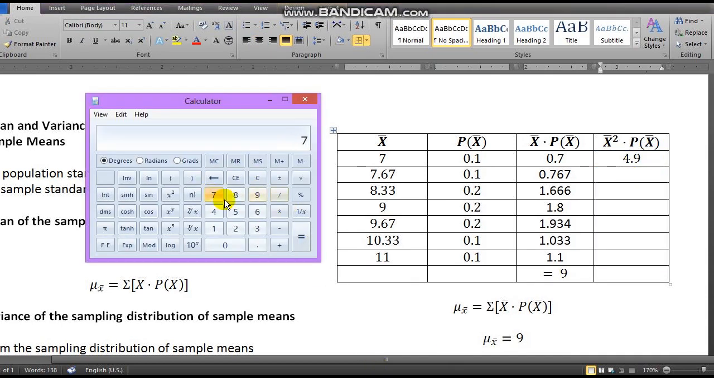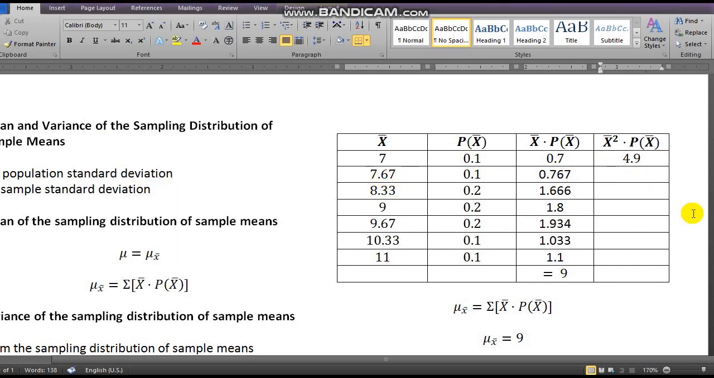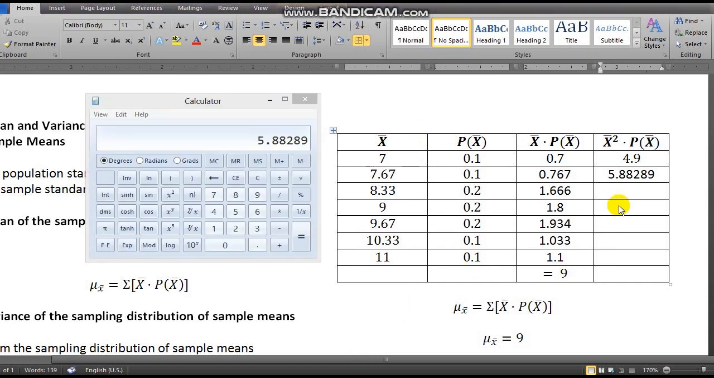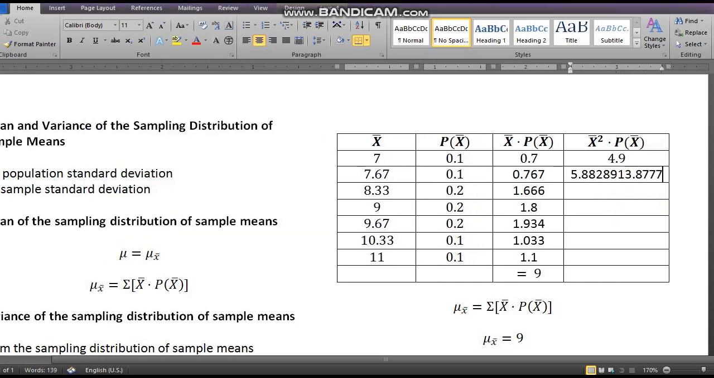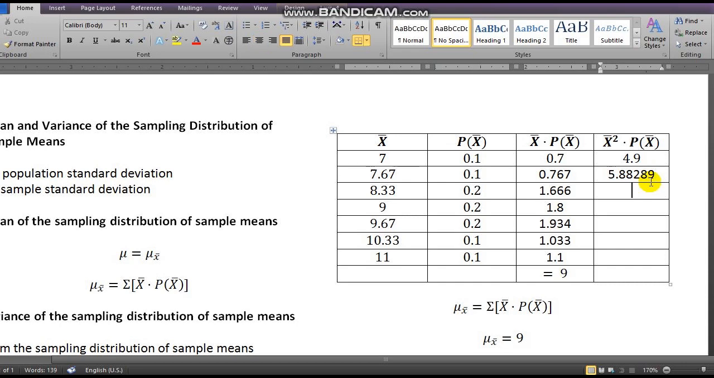Next one is 7.67 times 0.767, which is 5.88289. Next we have 8.33 times 1.666, which is 13.87778.